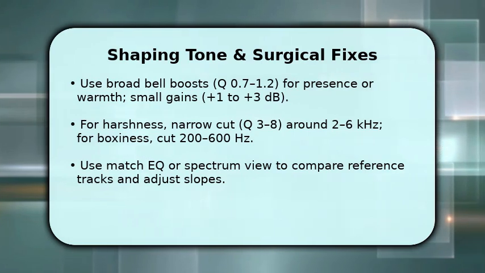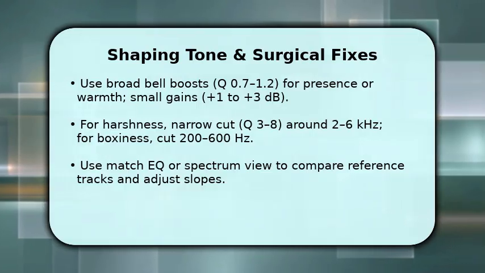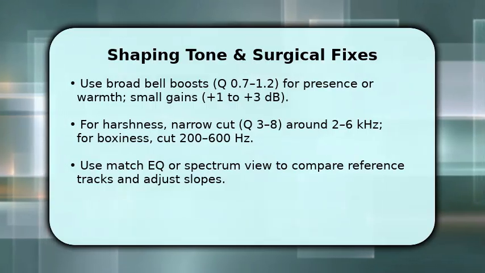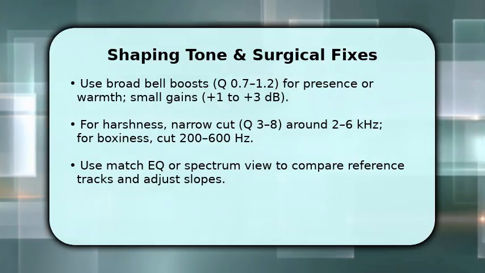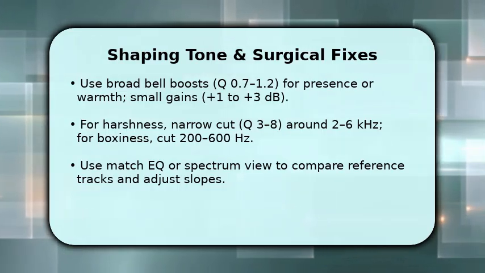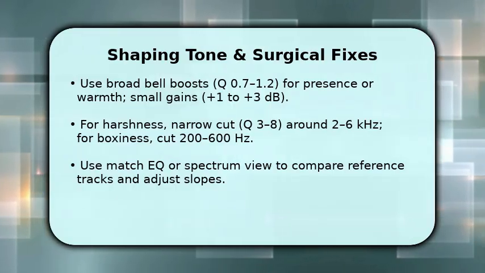If you need presence or warmth, apply a broad bell with Q around 0.7 to 1.2, and add small boosts of 1 to 3 dB. Conversely, for harshness, use a narrow cut, Q between 3 and 8, sweeping 2 to 6 kHz until the edge softens. For boxiness, make a targeted reduction in the 200-600 Hz band.